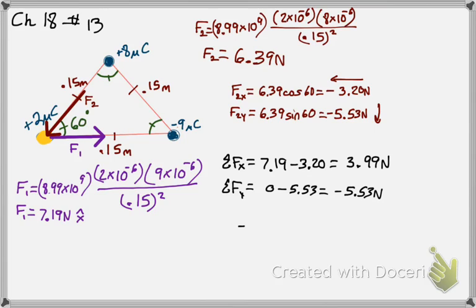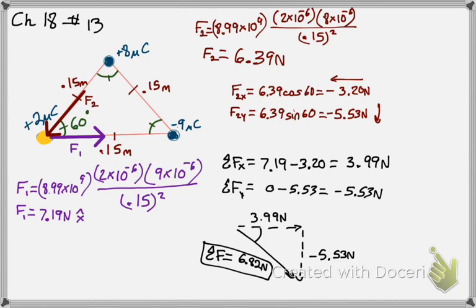Then to find our actual total net force, we use the Pythagorean theorem, right? So this is what it looks like if we draw it out. We have an x component of 3.99, a y component of negative 5.53. So our total net force is here, which after we use the Pythagorean theorem, we find out is 6.82 newtons. But we're not done because we still need to find out what the angle is.